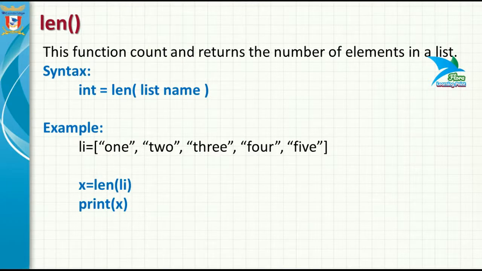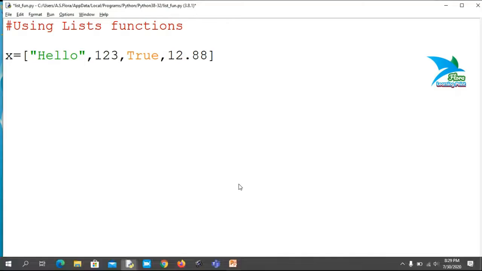So the first list function that we have is the length function. This function counts and returns the number of elements in a list. As we know, this function basically belongs to sequences, and we can make use of this length function to count the number of elements available inside any sequence. That may be a list, a string, a tuple, or a dictionary. So let's start with how to use this function.